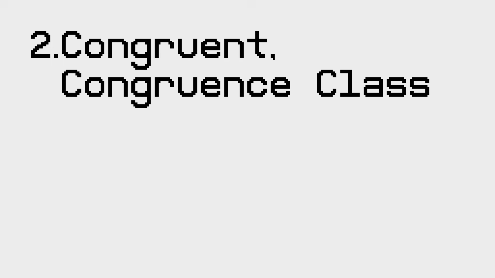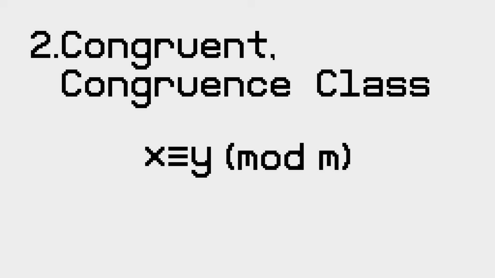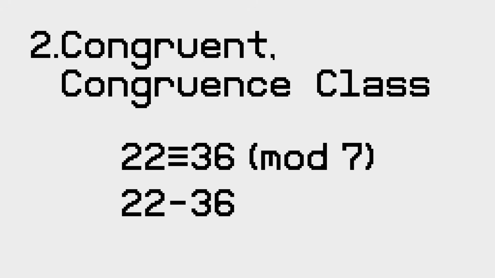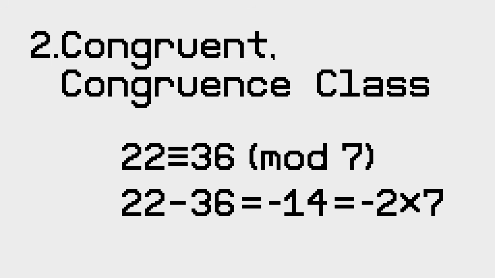Congruence is equivalent to saying if you have 2 numbers, x and y, such that x is congruent to y mod m, or x is in the same congruence class as y, then x minus y equals km for some integer k. Bringing back the numbers from the previous example, x equals 22 and y equals 36, so x minus y equals -14. Or -2 times 7. Since -2 is an integer, 22 and 36 are congruent modulo 7.